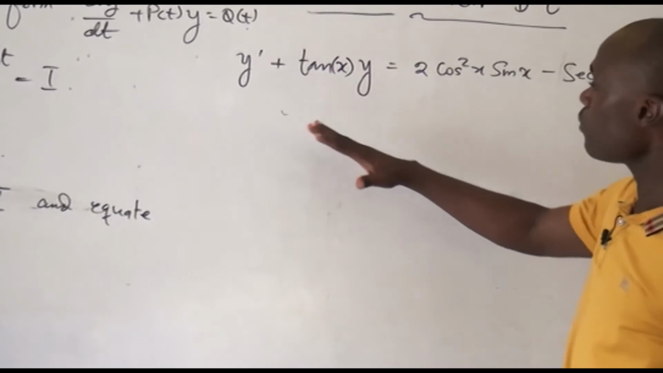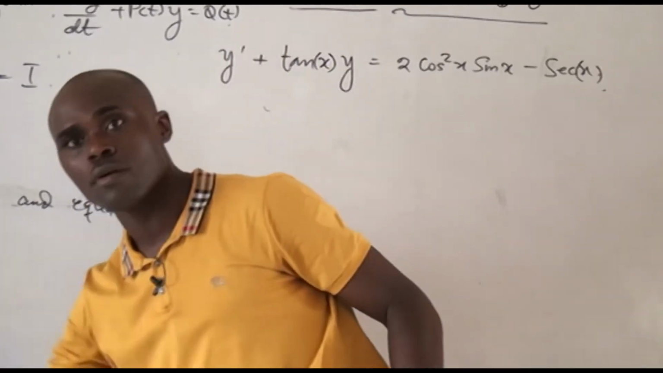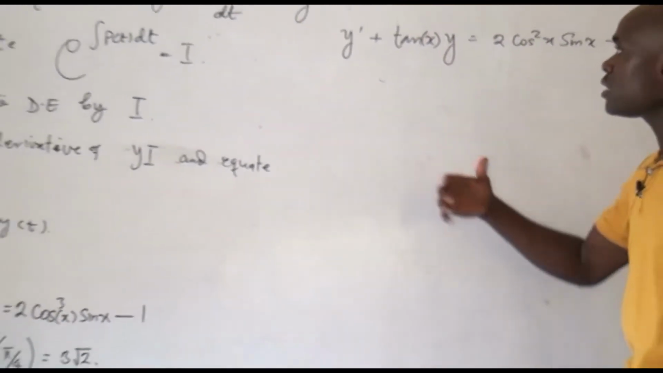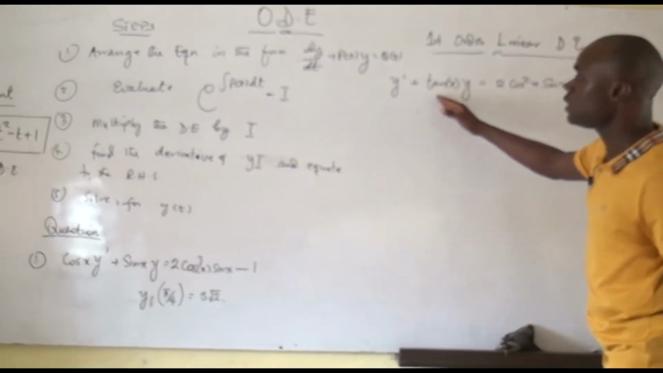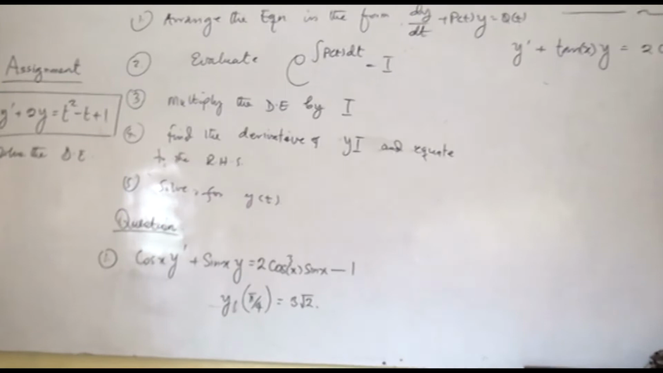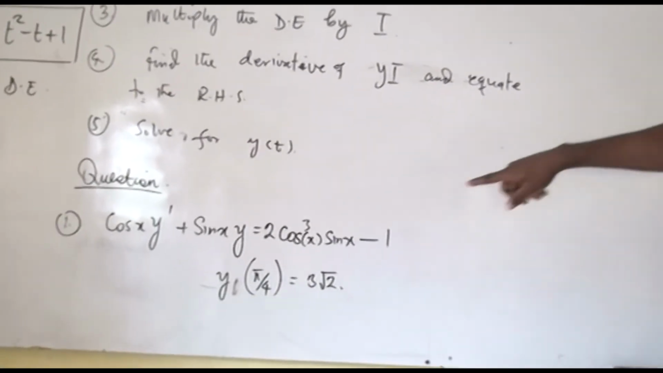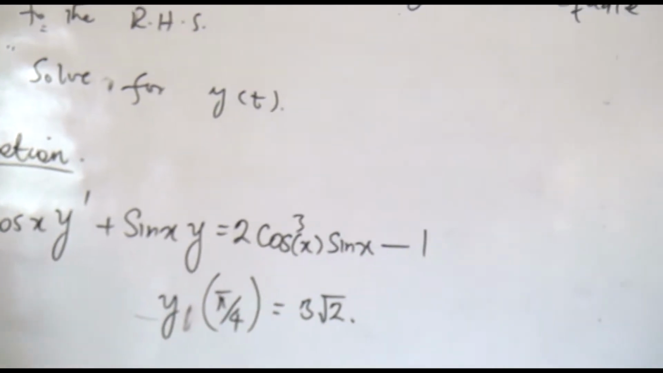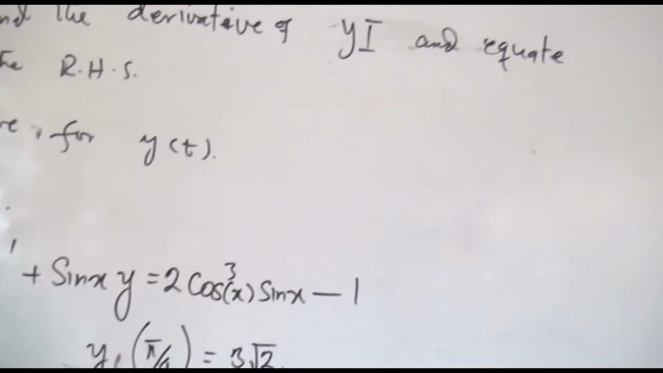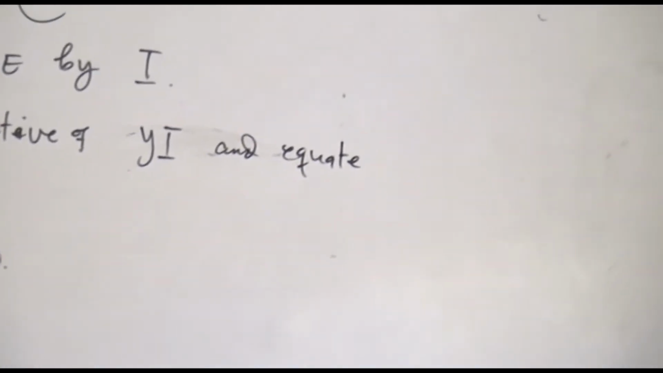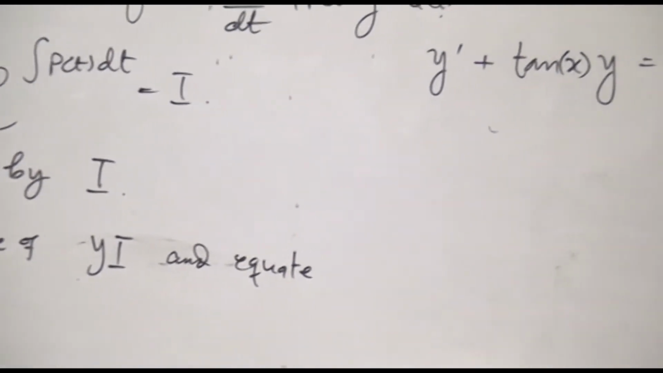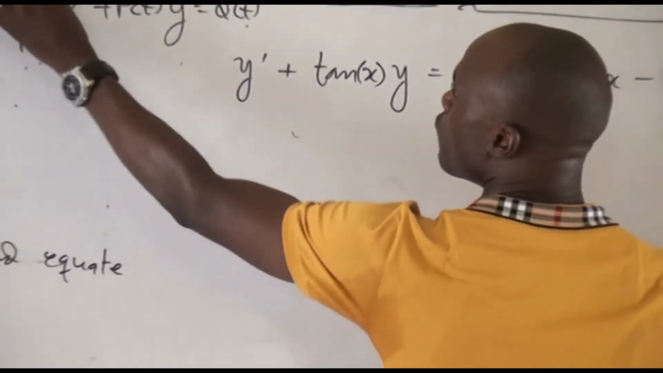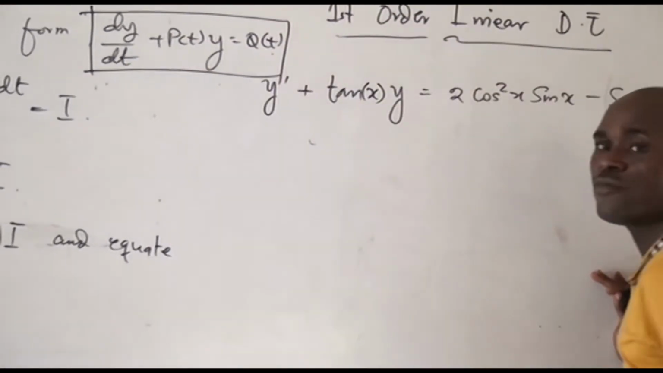So if I divide this equation through by cos x, I'm going to have cos cubed x over cos x, which gives us cos squared x, and we have sin x. Then 1 over cos x is actually sec x. Okay, now we have this form, so let's solve very fast.